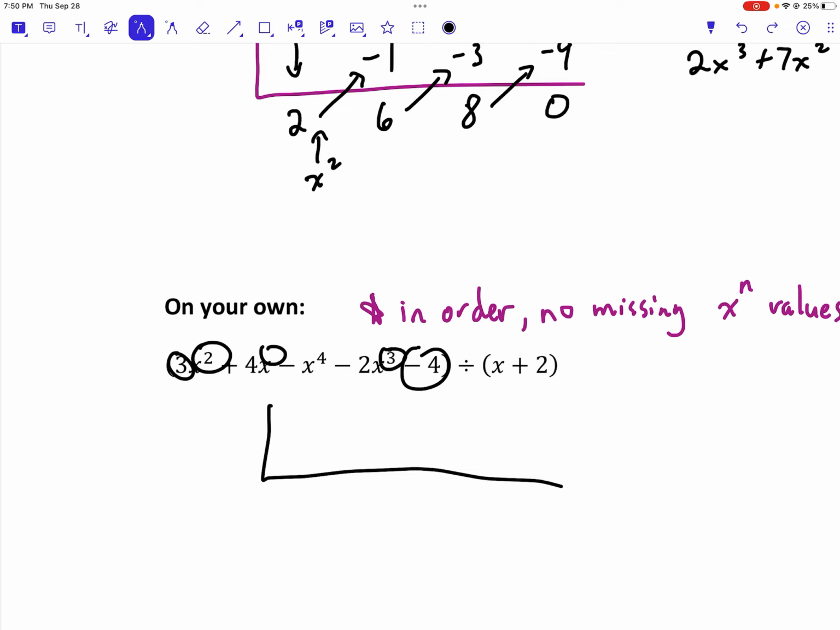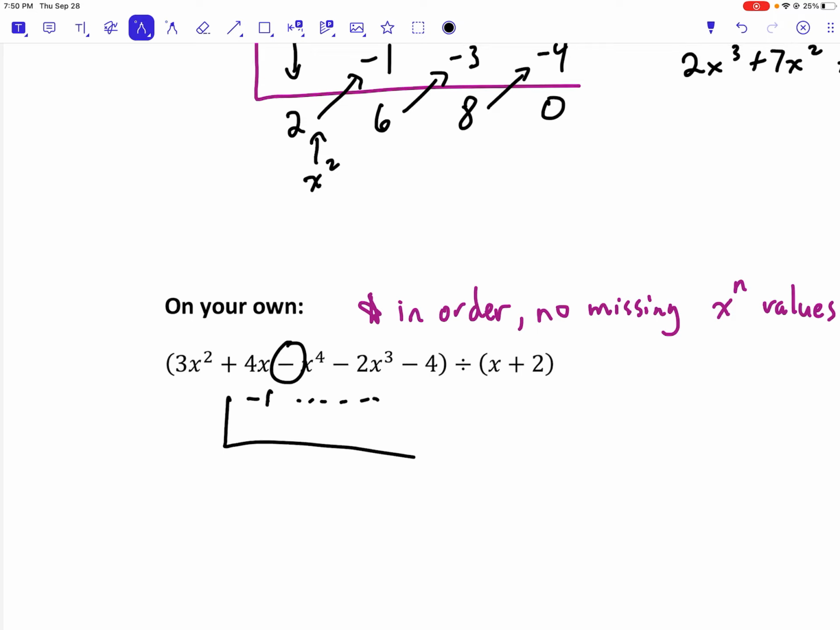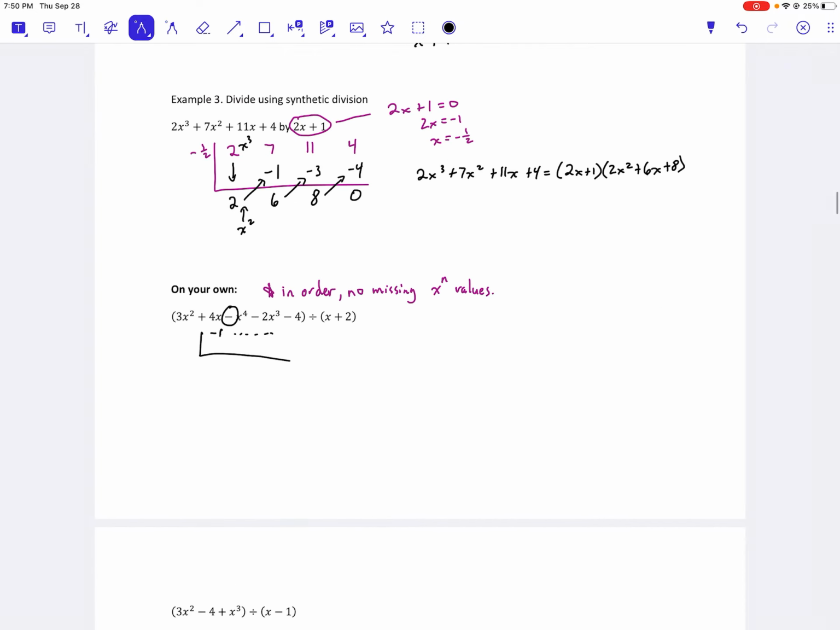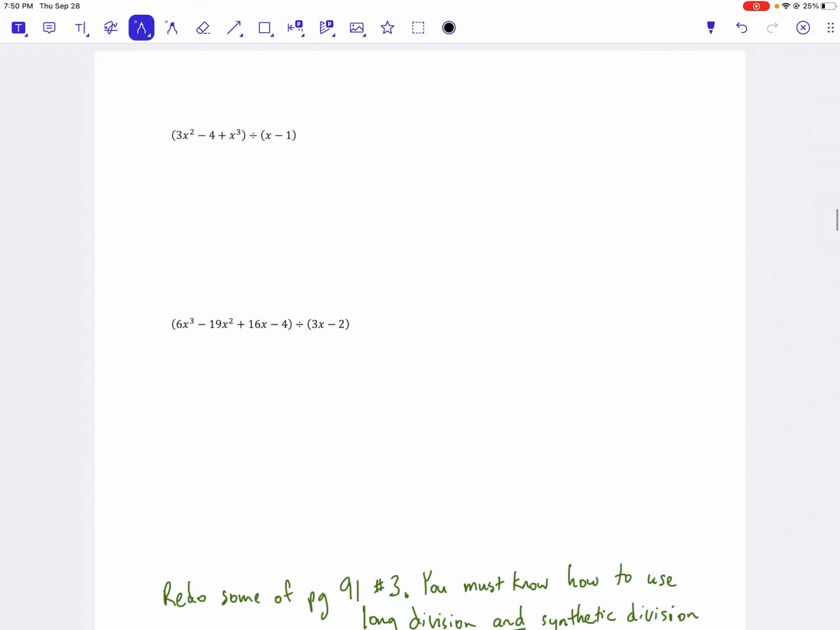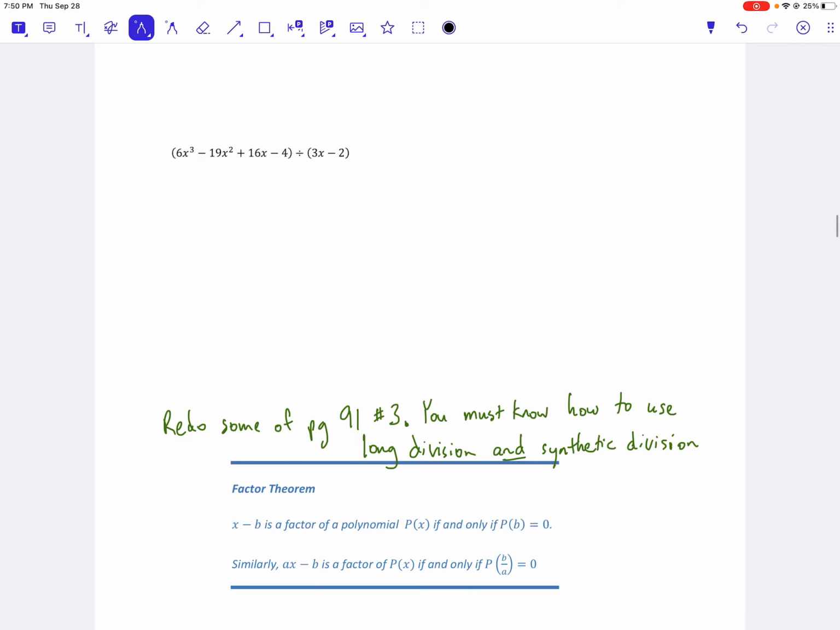Okay, start with, let's see if I can get this. This was the highest power, so we're going to start with a negative 1 as that, and then we'll keep filling this chart in from there. Okay, you have a few questions to do. There's 1, 2, and 3 questions right here. And then I want you to try to redo some of page 91, number 3, using synthetic division. So you can test that. You can do it with long division, synthetic division.